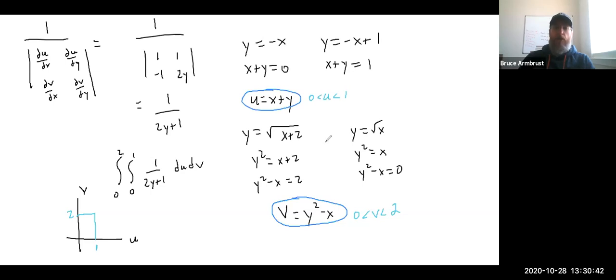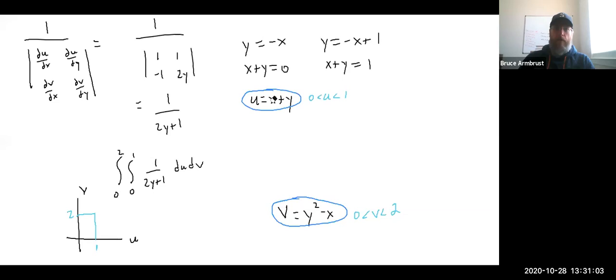So this is one where we don't actually have a choice. We would have to go one step further. So probably the easiest way to do that would be to take this one that was u equals and solve that for x. So we get x is equal to u minus y, because then we can fire that down here. So we get v is equal to y squared minus u minus y. And then we could solve it for y.